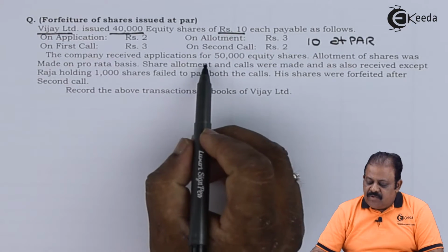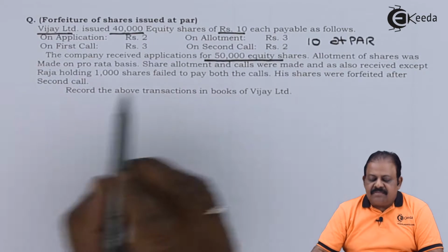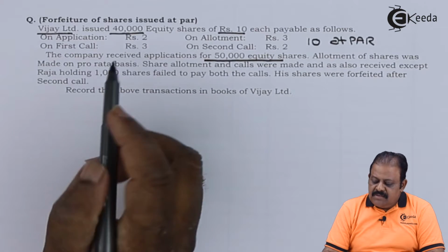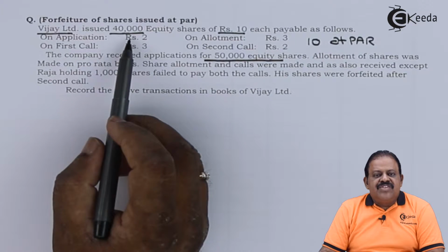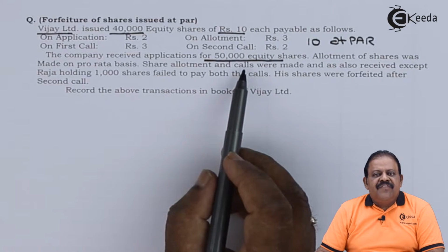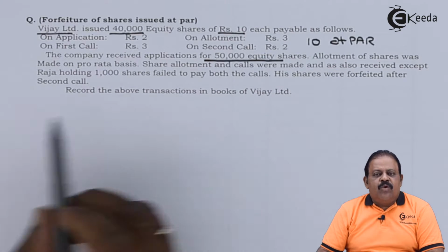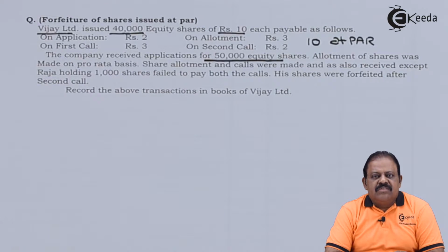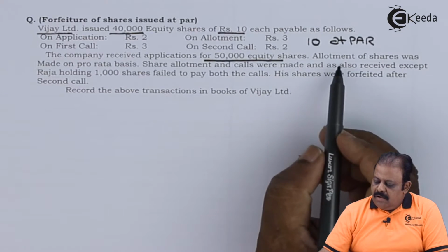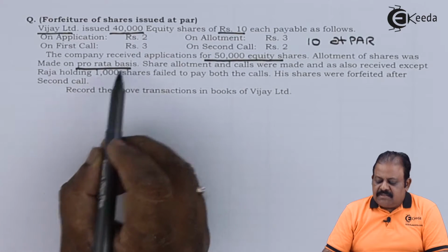The company received applications for 50,000 equity shares. That means this is a case of oversubscription. The size of the issue is 40,000 shares, but the company has received applications for 50,000 shares. The number of applications received is more than the size of the issue. This is a case of oversubscription. Allotment of shares was made on pro rata basis.